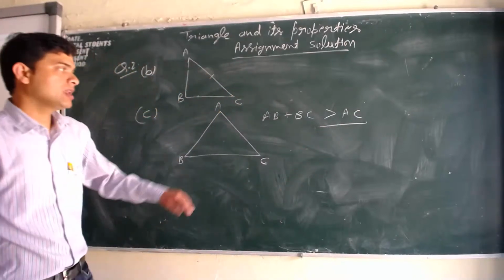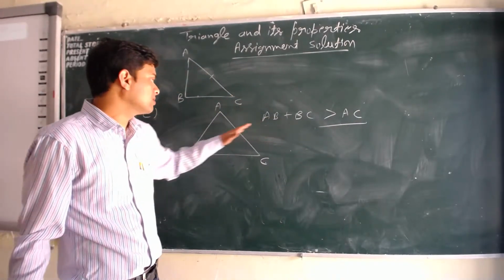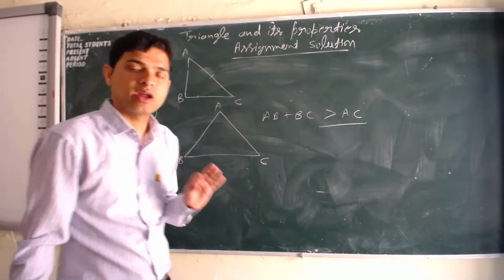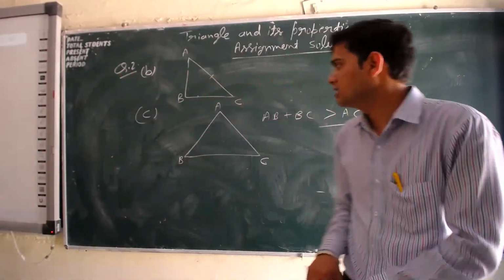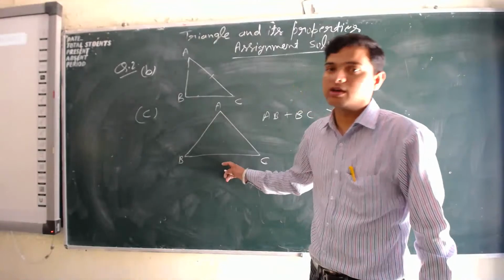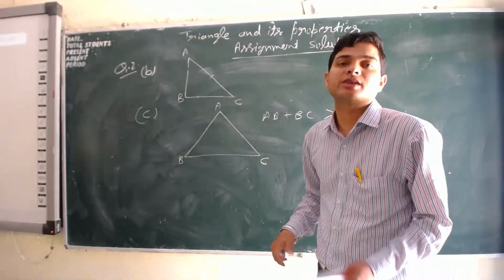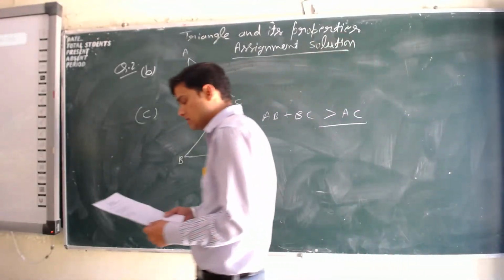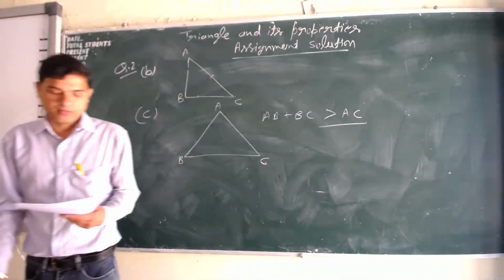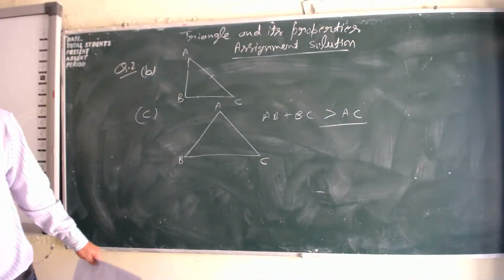There is no need to write any inequality or this type of diagram. You have to write only the statement. Okay, that is: the sum of any two sides of a triangle is always greater than the third side. Okay, next one, question number third.